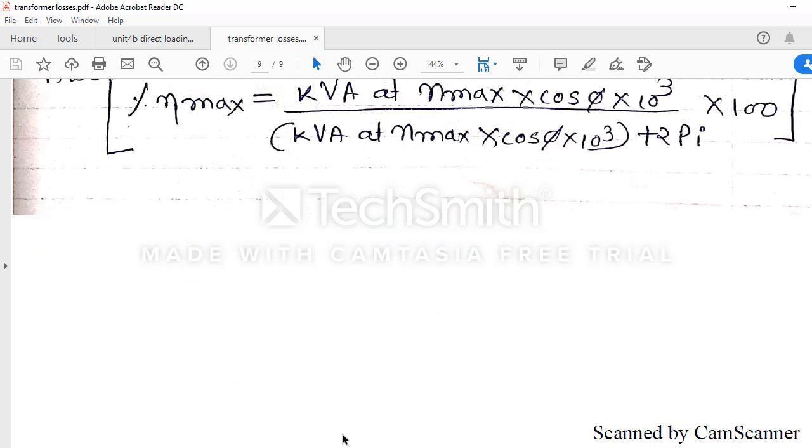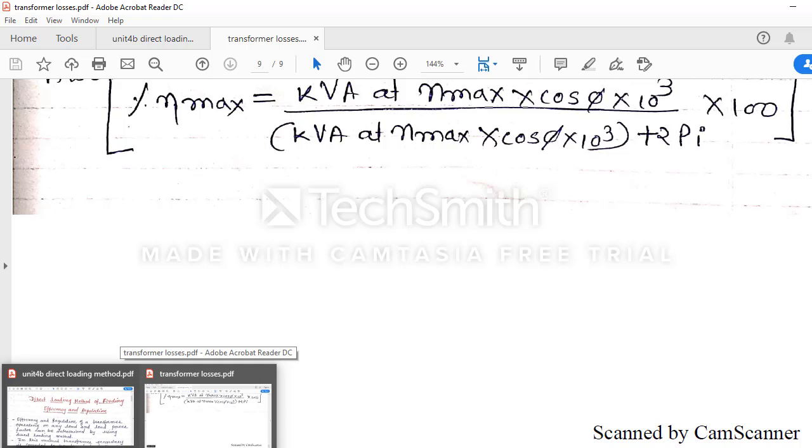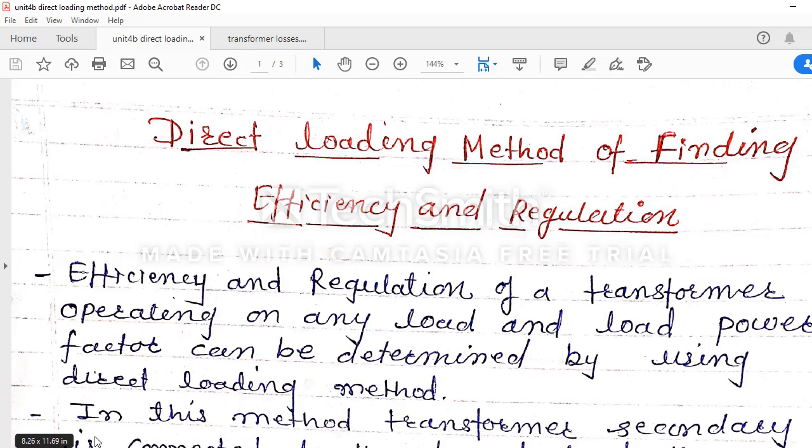Now we will discuss the direct loading method for finding efficiency and regulation. You already know what efficiency and regulation are. Efficiency is the ratio of output power to input power, and regulation is the change in secondary terminal voltage from low load to full load with primary voltage and temperature remaining constant. That is given by E2 minus V2 upon E2 into 100, which is the percentage regulation.